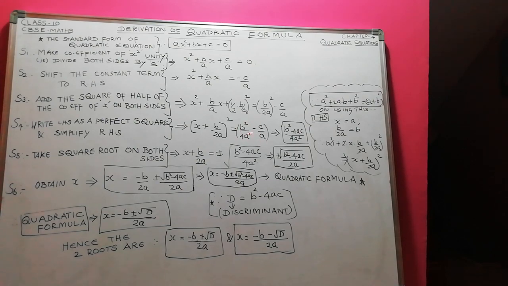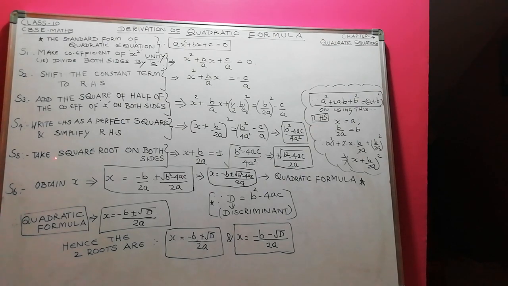So we have to treat these two as fractions and find the LCM. LCM is 4a squared, and for c by a, the multiplication factor will be 4a. So you have to multiply 4a into c. So b squared minus 4ac will be the numerator and the denominator will become 4a squared. So now you are getting x plus b by 2a the whole squared equal to b squared minus 4ac by 4a squared. So step 4 got over.